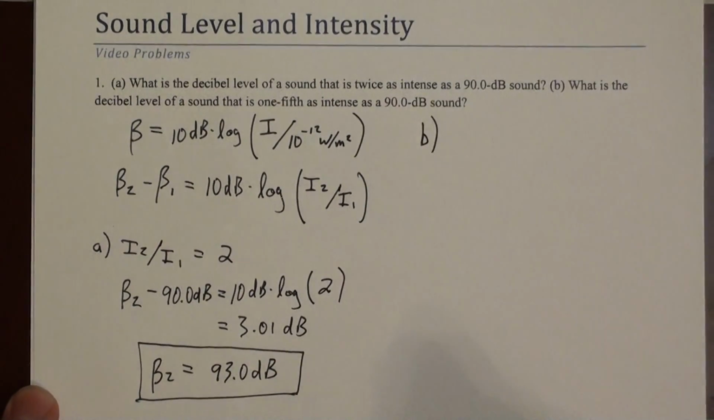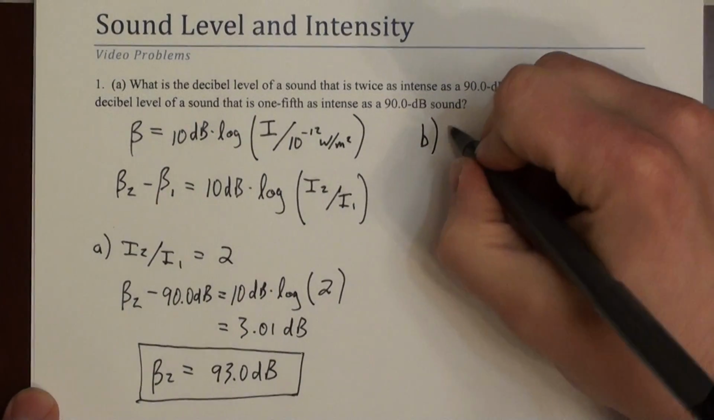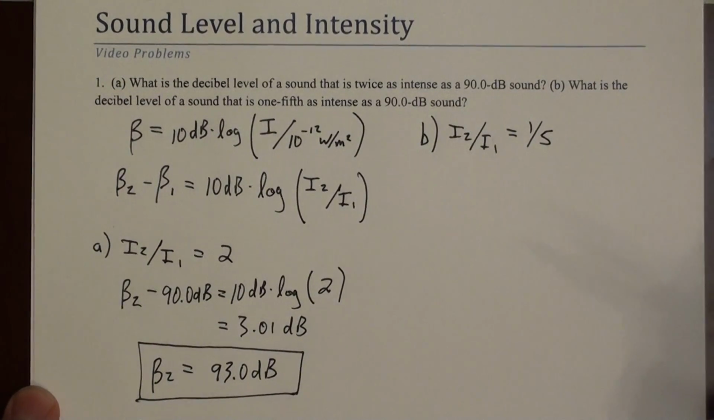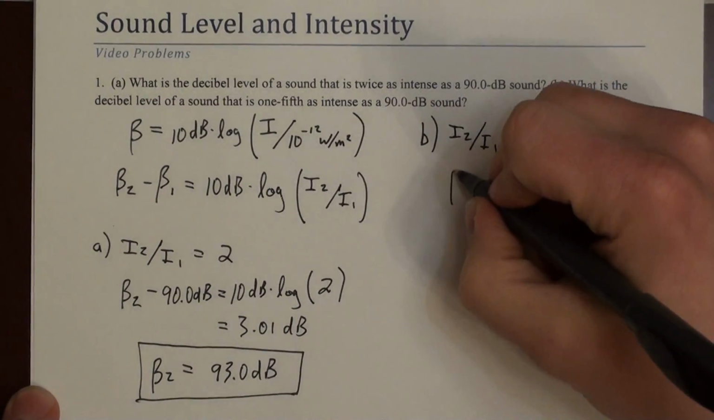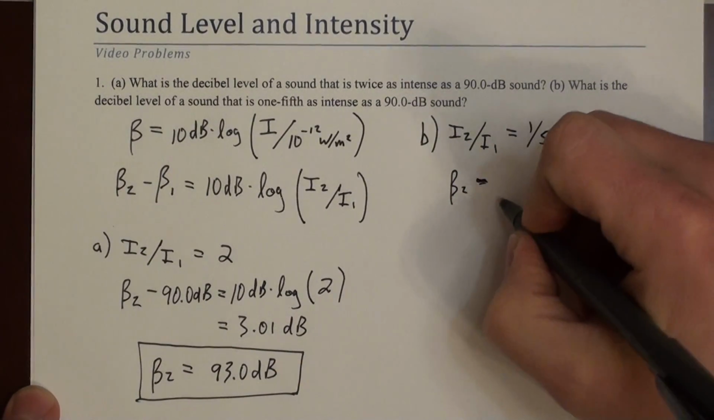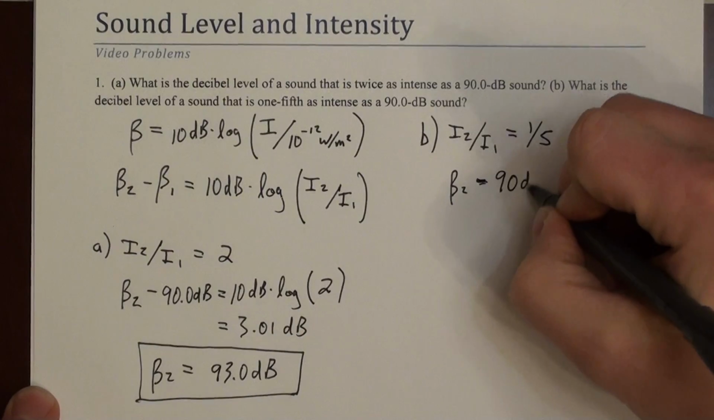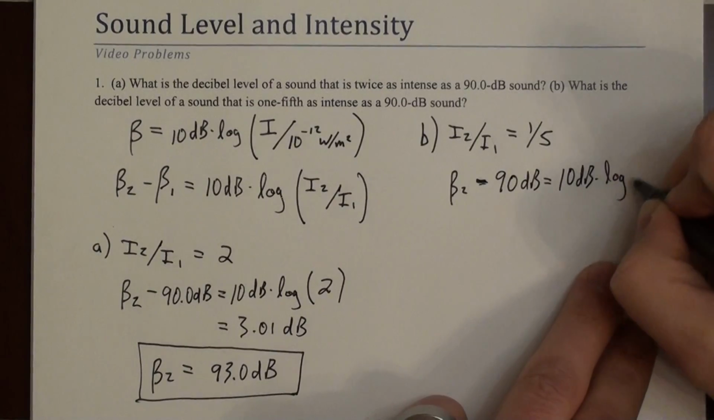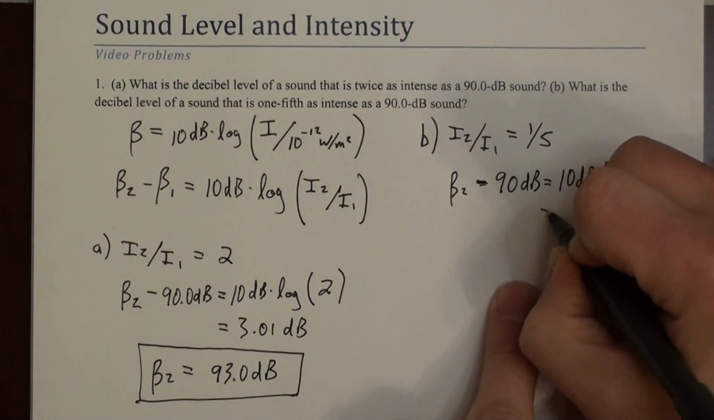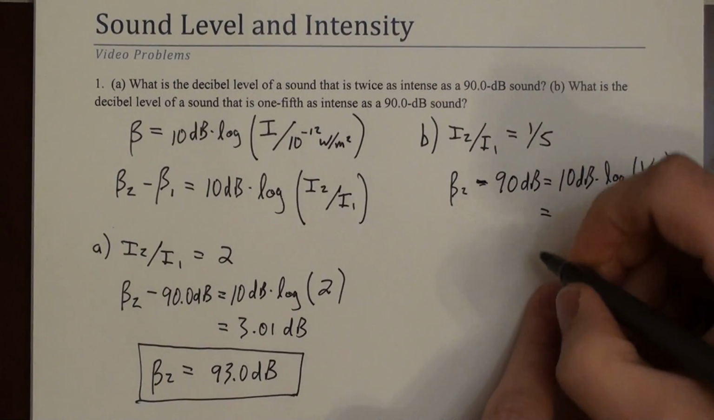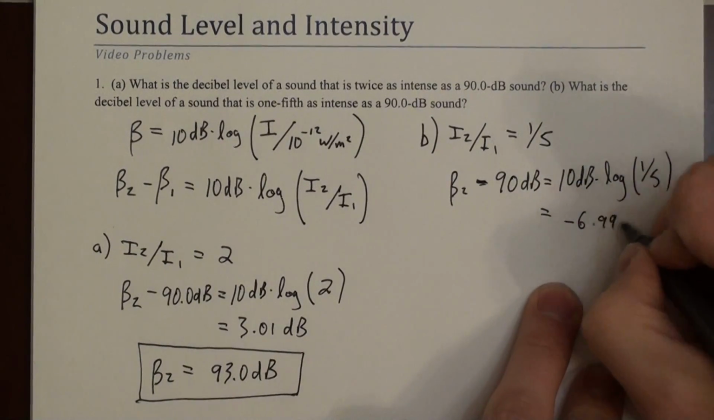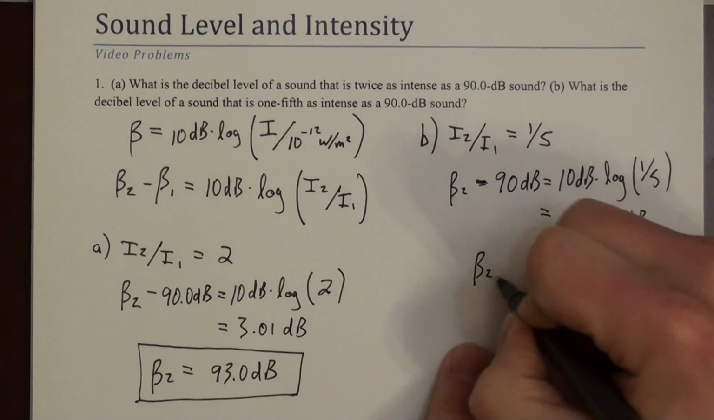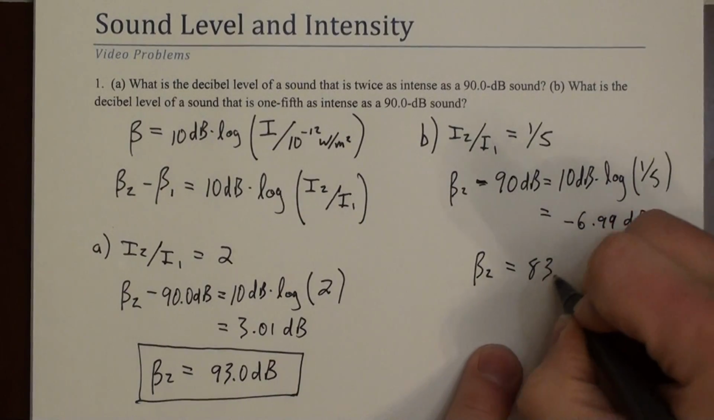So for letter B, we're told that the ratio of intensities is now 1/5. So we've decreased our intensity by a factor of 5. So we'll do the same kind of math. Beta 2 minus 90 decibels equals 10 decibels times a logarithm of 1/5. That logarithm is actually negative, so that gives us minus 6.99 decibels. And if you add 90 to both sides, what you get is beta 2 is 83 decibels.